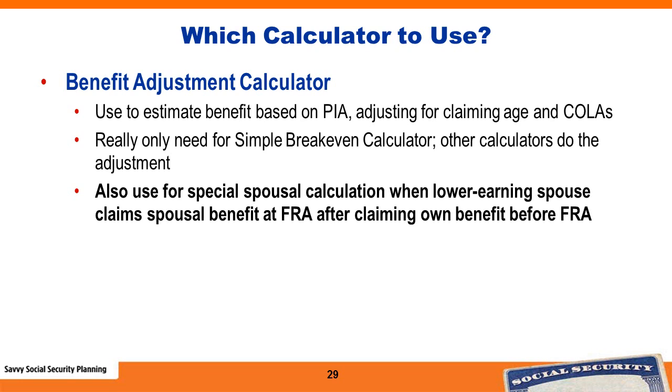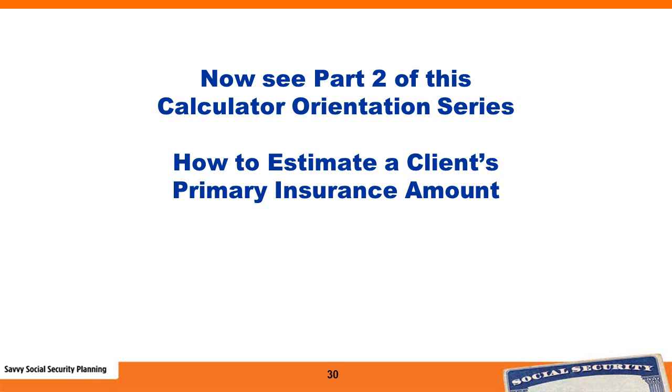There is one other use for this calculator, a special spousal calculation when the lower earning spouse claims a spousal benefit at her full retirement age after claiming her own benefit before full retirement age. Some people think that if a lower earning wife claims her own small benefit at 62 and then applies for her spousal benefit at 66, that she will jump up to the full 50% of her husband's PIA as her spousal benefit. This is not true. So under that one particular scenario, you'll have to manually calculate the new spousal benefit. This will be covered in Part 3 of this calculator orientation series.